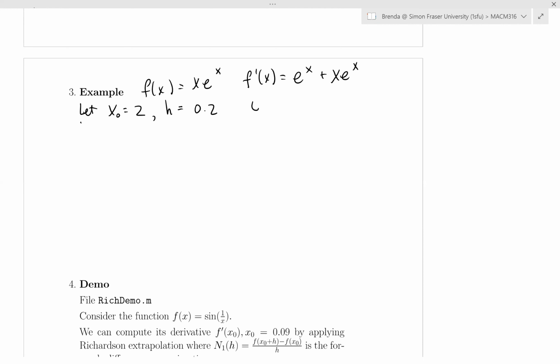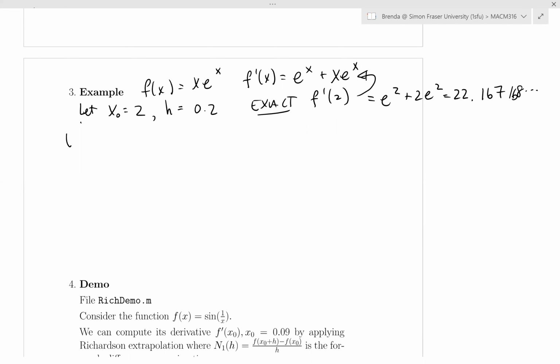Now I'm going to exactly calculate, best I can with my calculator, f prime at 2. So I'm basically substituting 2 into here, like I'm doing the actual differentiation, evaluating it at 2. So I get e to the 2 plus 2 e to the 2, and that is 22.167, 168, and there's some other digits there. Okay, so this is so I can show you that this gets better.